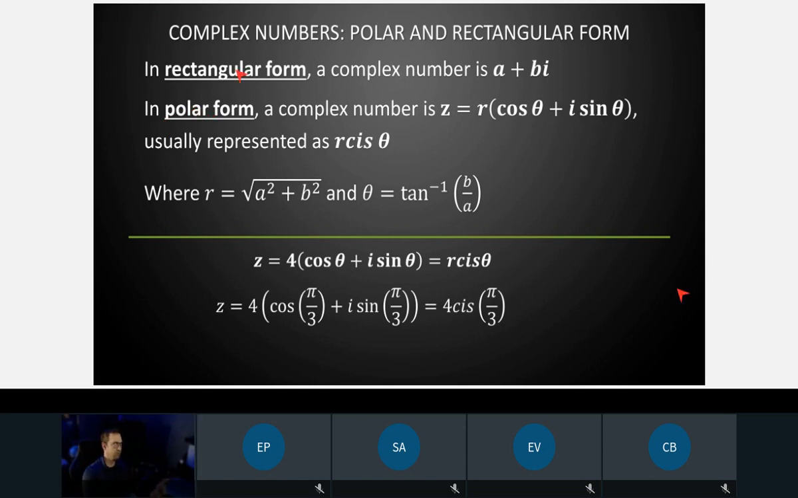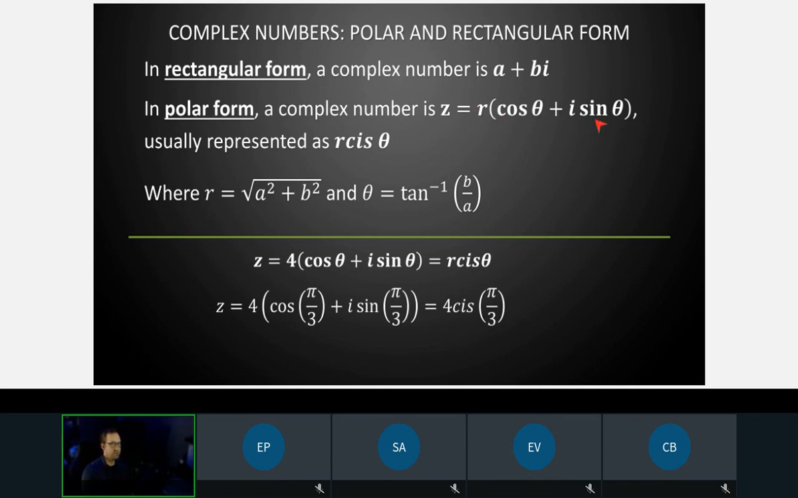So a plus bi is in rectangular form, just like y equals mx plus b is rectangular form. And the polar form of a complex number is in the form r times cosine theta plus i sine theta. We usually represent that by z equals. So a plus bi will convert into r times cosine theta plus i sine theta.